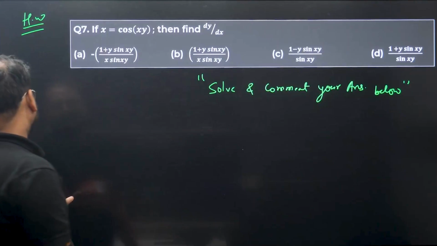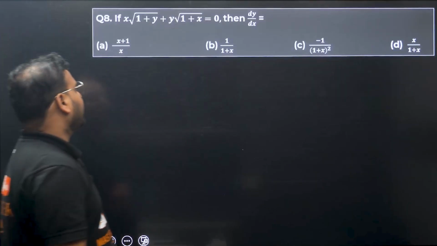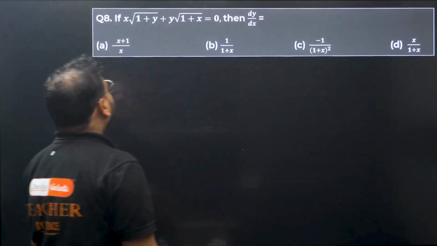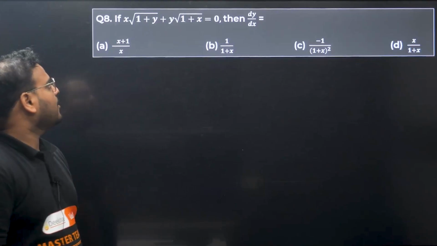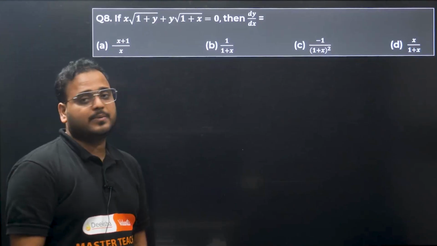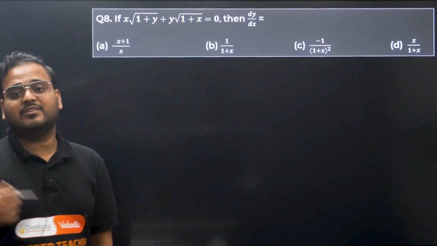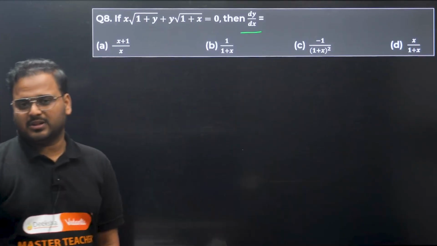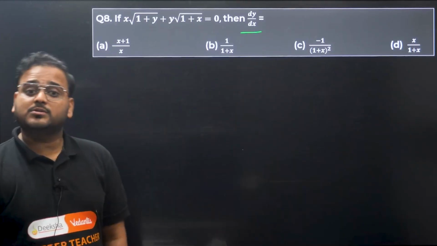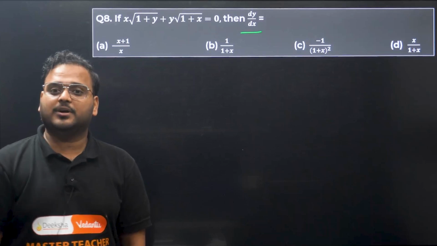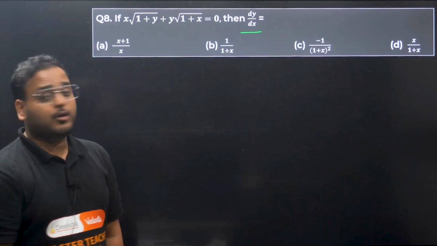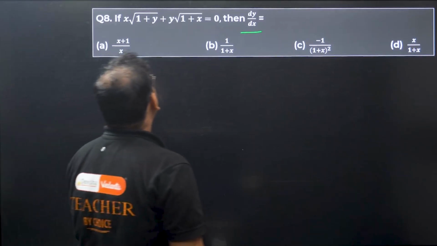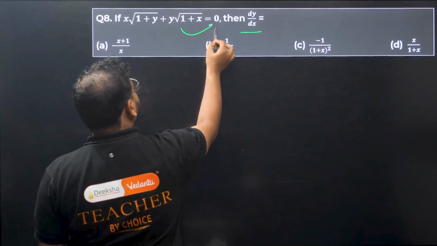Okay, 7th is done. Question number 8. If we have again x times of root of 1 plus y and plus y times of root of 1 plus x equal to 0, then what is the derivative of y with x? Okay, basically y dash only they're asking. Now in this only we're going to use the property, the trick for the quotient rule. We'll see that. Okay, so first of all let's move this term over here.